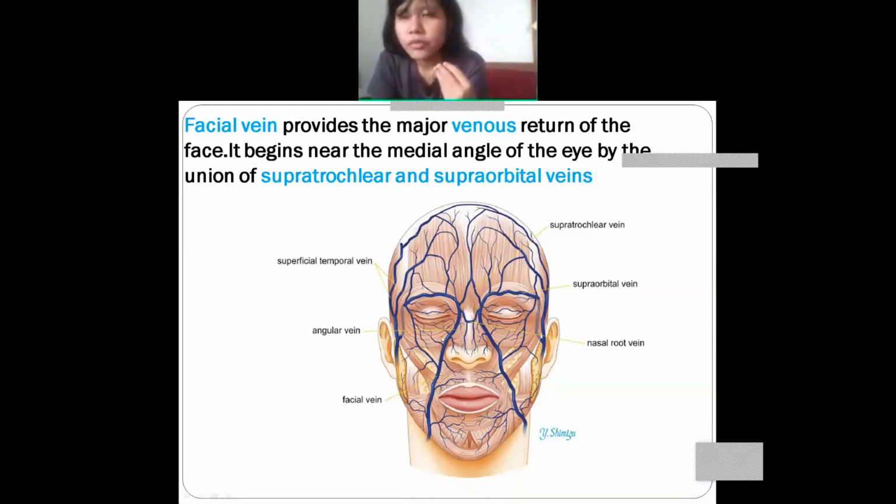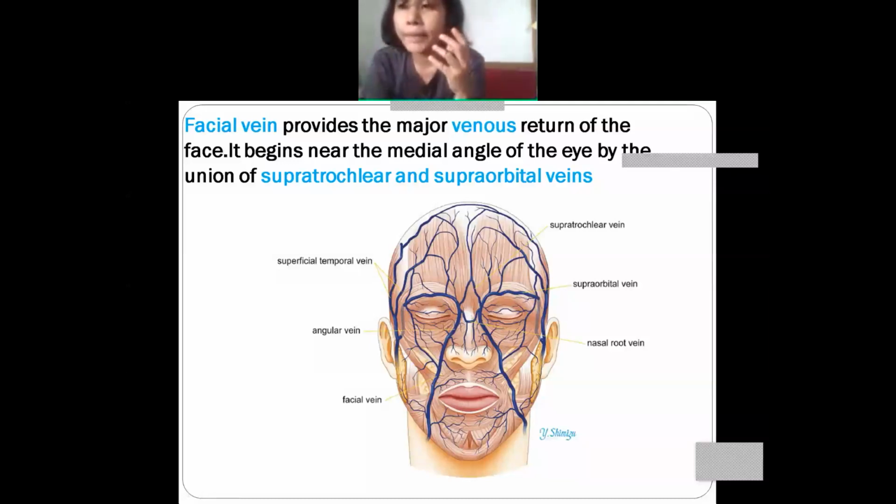Okay. Next is the facial veins. So here are the facial veins. The facial veins provide the major, or you can say the maximum, of the deoxygenated blood. The maximum of the deoxygenated blood is returned by the facial veins, from the sinus which is in the face. And these facial veins usually begin at the medial angle of the eye, here.